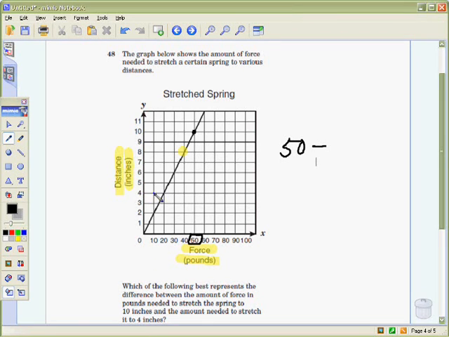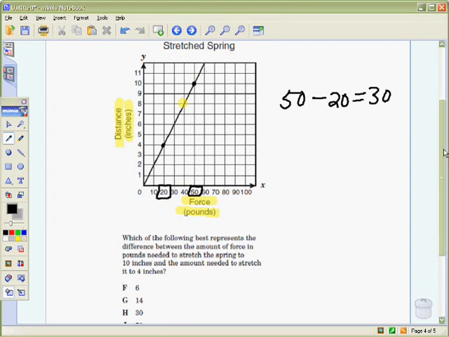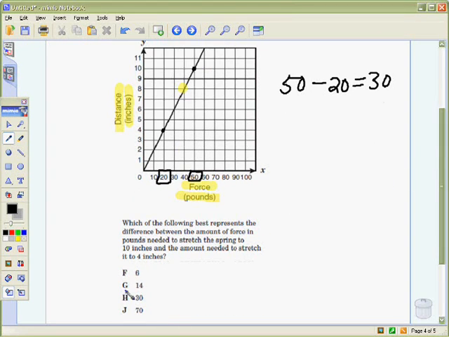If I go to 4, come over, make a little dot on my line and come straight down, I see that it takes 20 pounds of force to stretch it 4 inches. So it's 50 minus 20, which is 30. So just interpreting the graph properly and plugging in the right information, and we get H. That's the difference that it requires.